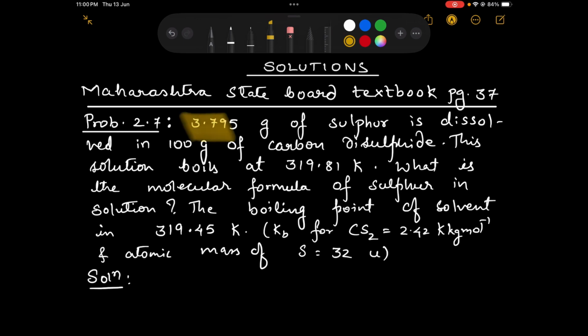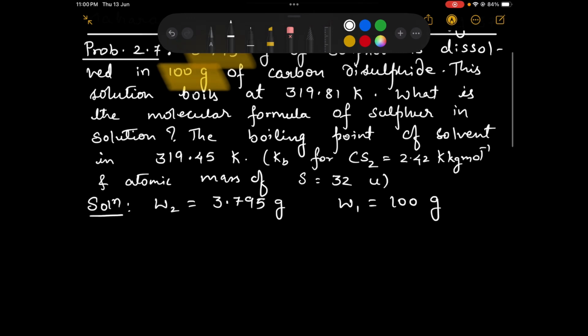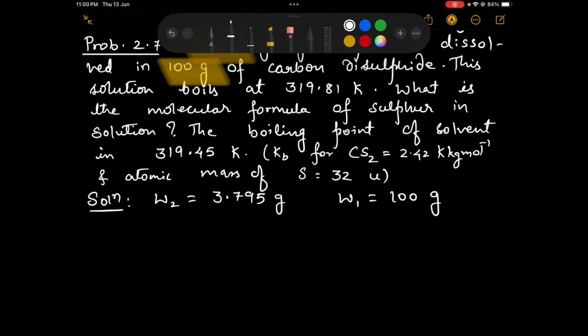3.795 grams of sulfur is dissolved in 100 grams of carbon disulphide. From this we can understand W2, that is mass of solute, and the solute is sulfur, is 3.795 grams. And W1, that is mass of solvent, the solvent is carbon disulphide, is 100 grams. This solution boils at 319.81 Kelvin. So solution is boiling, that is Tb equals 319.81 Kelvin.